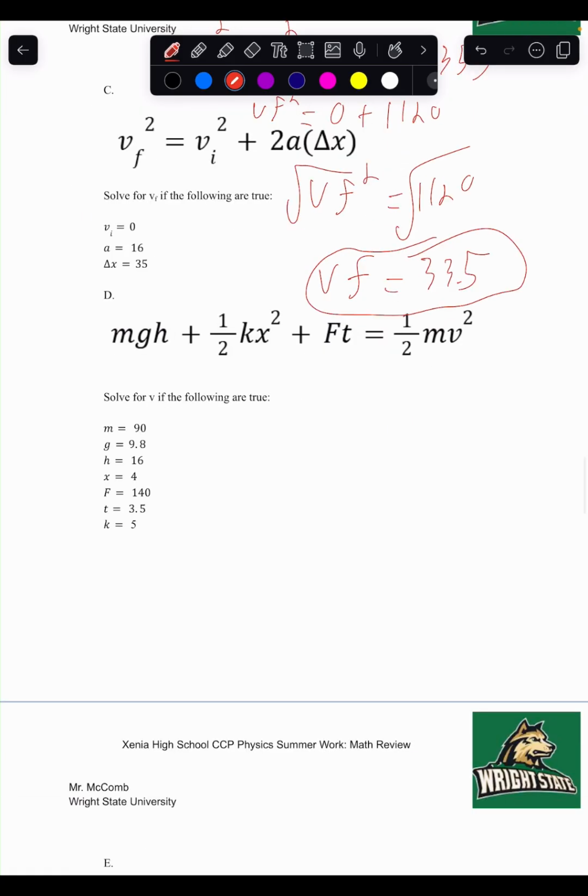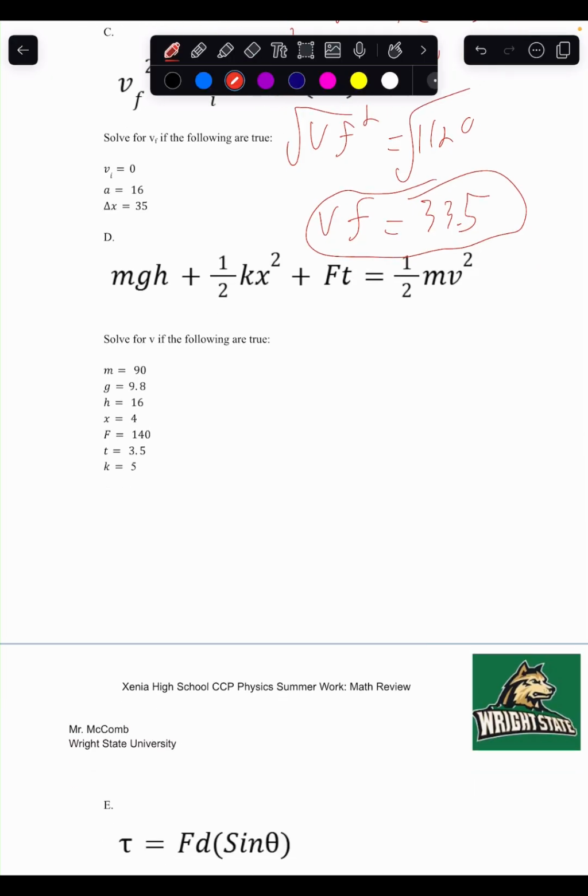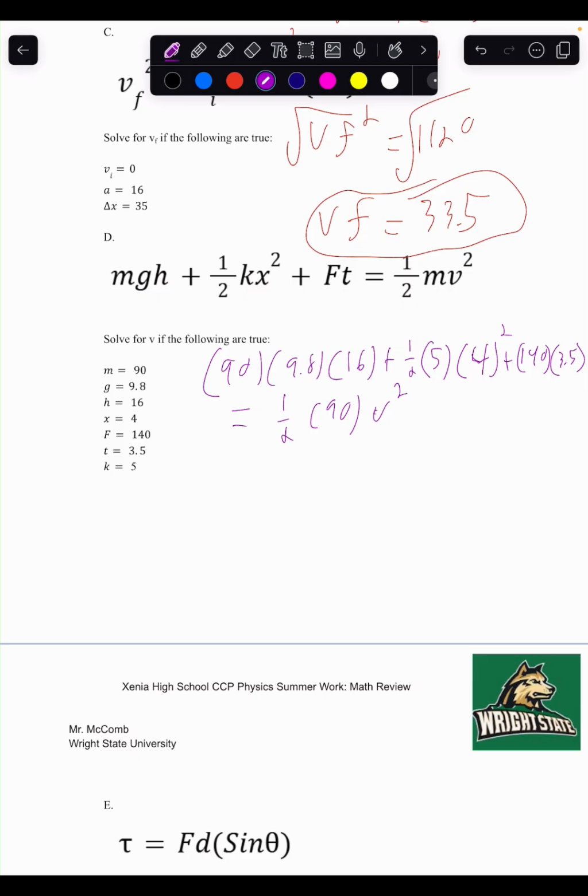So we follow through. As 90 times g is 9, h is 16, x is 4, v_x is 120, 5 is 5. So it is 90 times g is 9, h is 16, plus 1 half k is 5, x is 4, plus f is 140 times t, which is 5. All equals 1 half as 90 times the square root. Right, so we're going to do this. Let's just do the pieces.